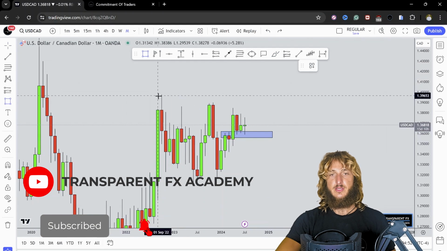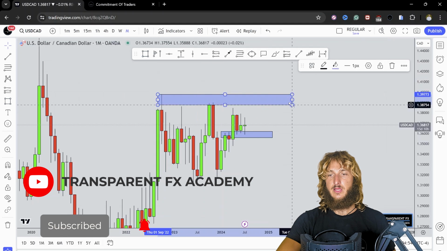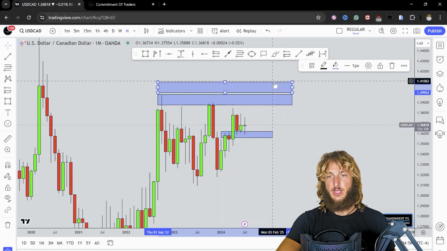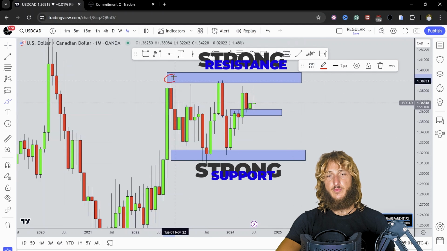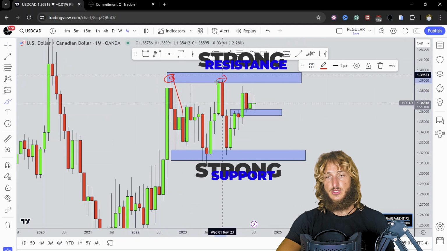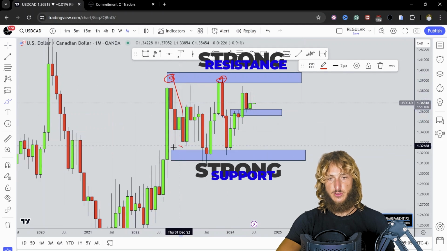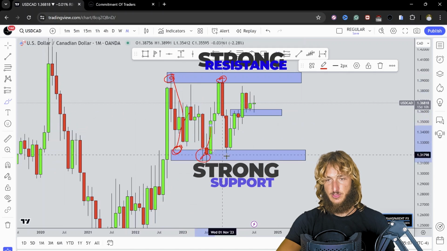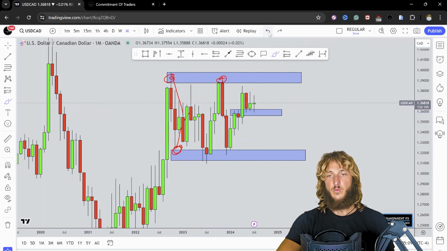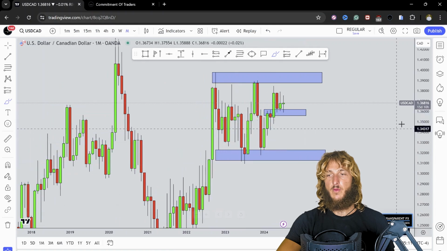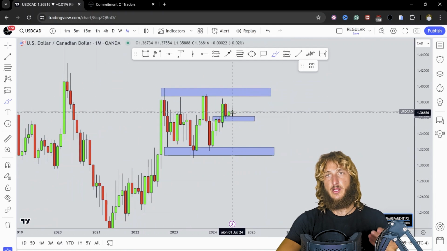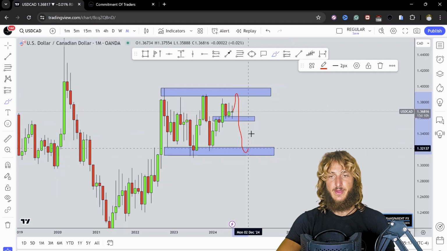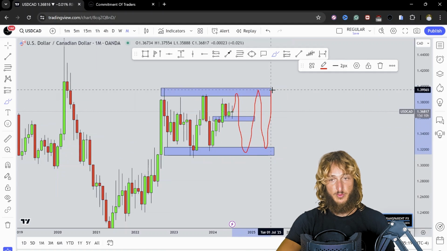We can also notice here on the monthly that the market currently is stuck in this range. We have the top of the range here and we have the bottom of the range here. So the previous high of this range is already acting as resistance. The previous low of this range is already acting as support. Now, in the long run, what this means is that until the market will remain bounded from a monthly perspective inside of this range, we could simply expect more horizontal price action to be created.